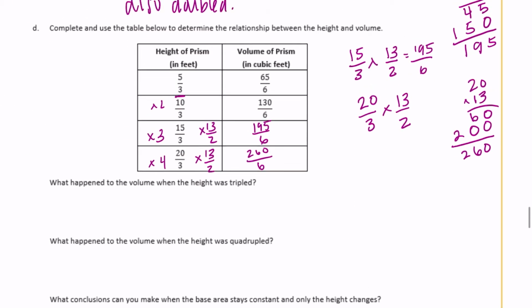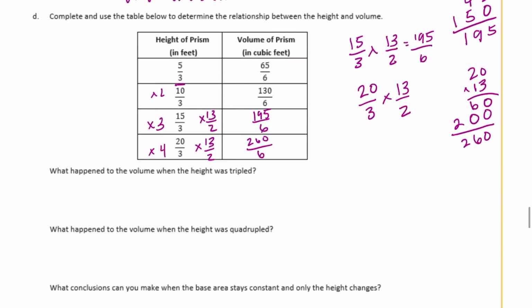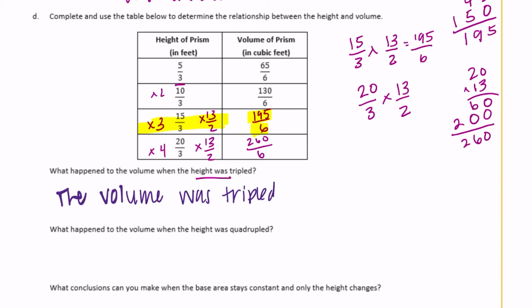What happened to the volume when the height was tripled? So when the height was tripled here, on this one, then the volume was also tripled. So we can say the volume was tripled. What happened when the height was quadrupled? So here, this one, what happened when it was quadrupled? Well, the volume was quadrupled.